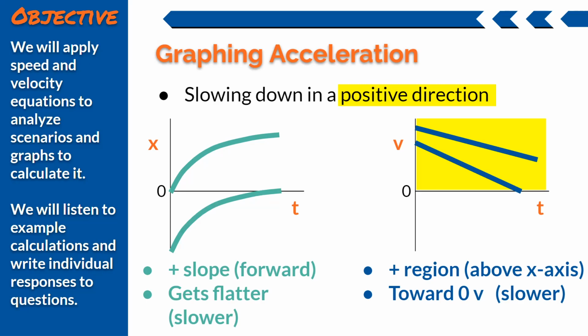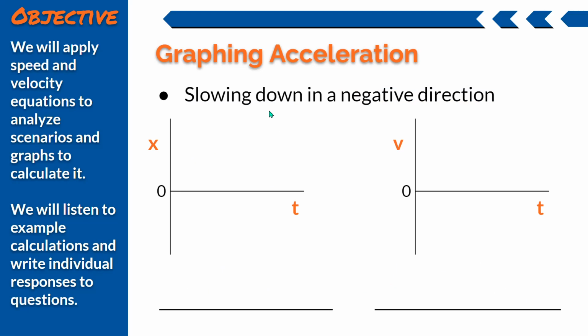Again, I could start this graph anywhere. This would also be an example of an object that is moving forward and slowing down. In both of these, my velocities are positive. Again, I'm going in the positive direction. I'm going forward. But my acceleration is negative. Again, these will have an opposite sign if you're slowing down.